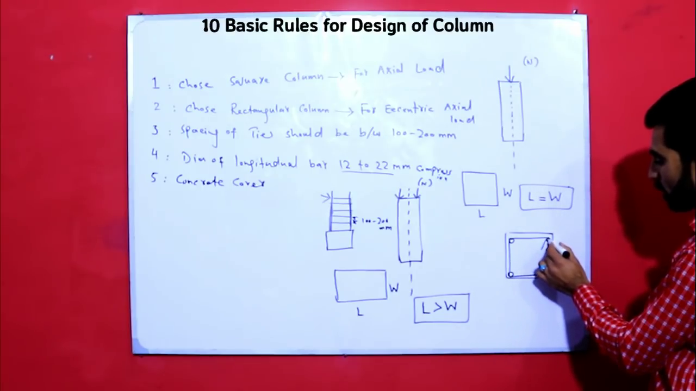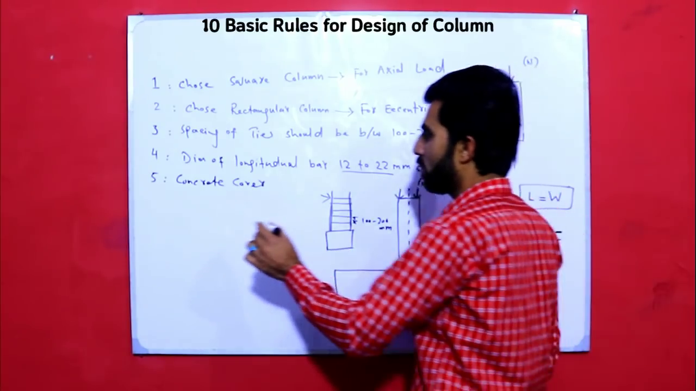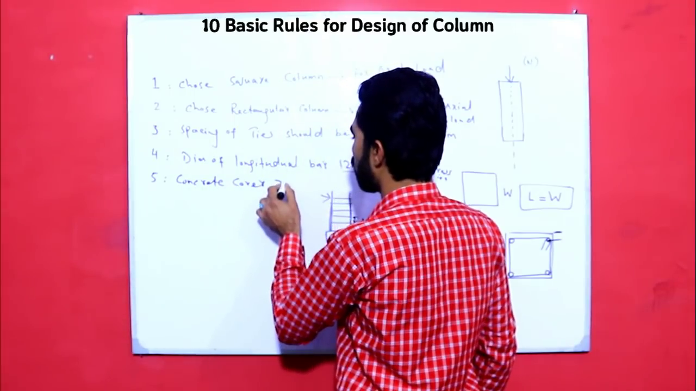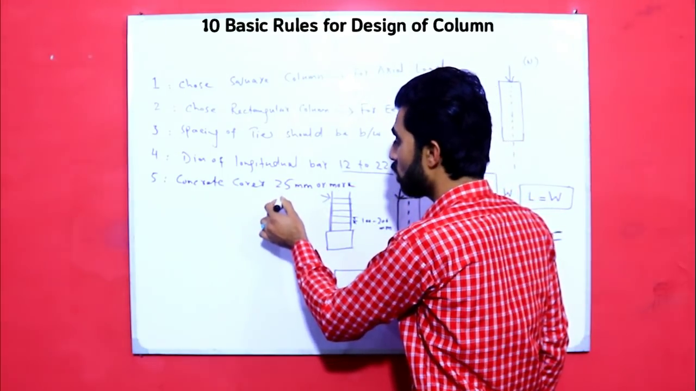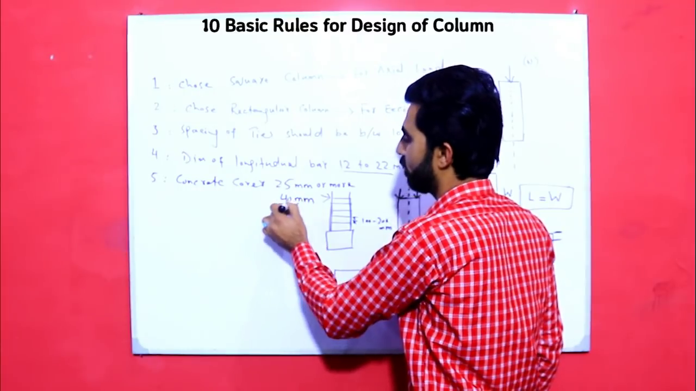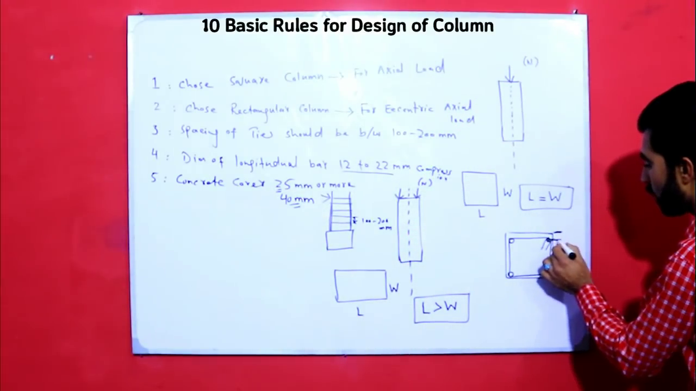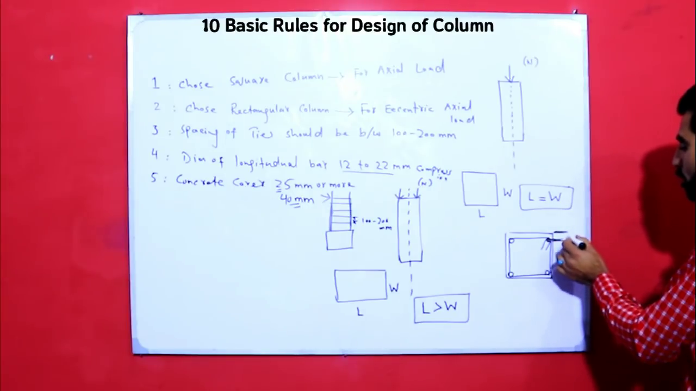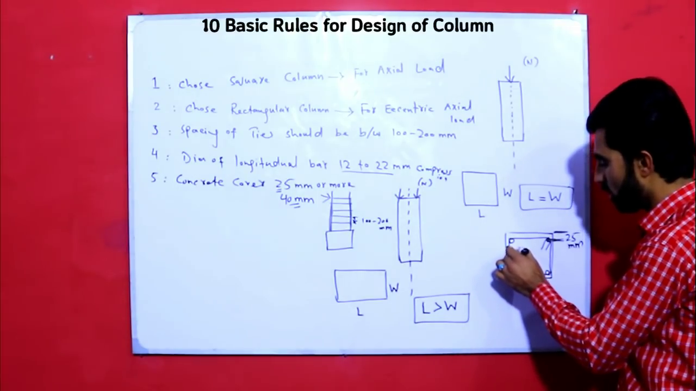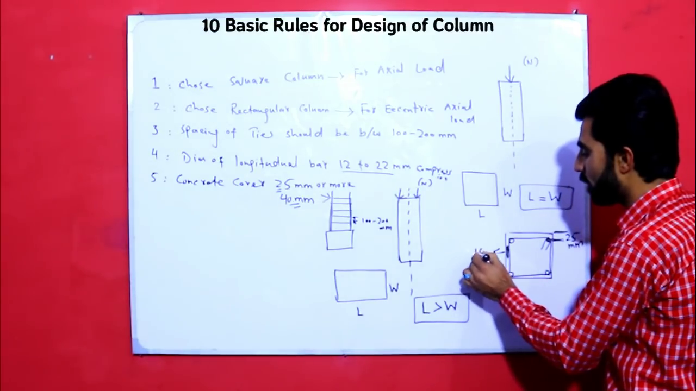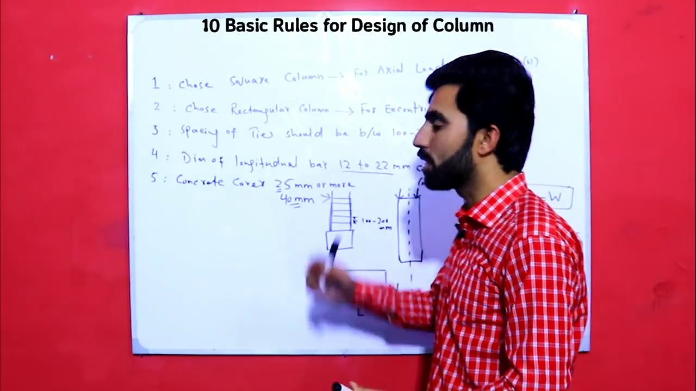So guys, the concrete cover from the steel center to the external should be what? 25 mm or more. More means 25 to 40 mm you can keep. This is the standard, but especially 25 is okay. Concrete cover from the center of the steel to the exterior point should be 25 mm. But here, not from the center, it should be not less than 15 mm. This is the other point. Okay, basic rule of design of column.